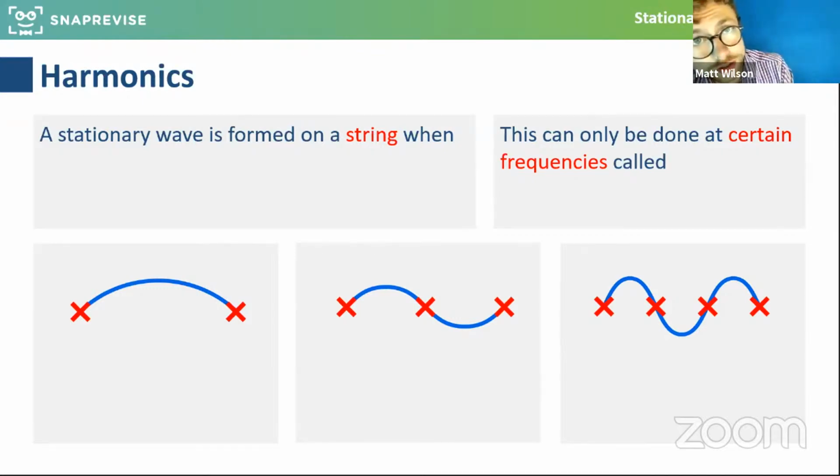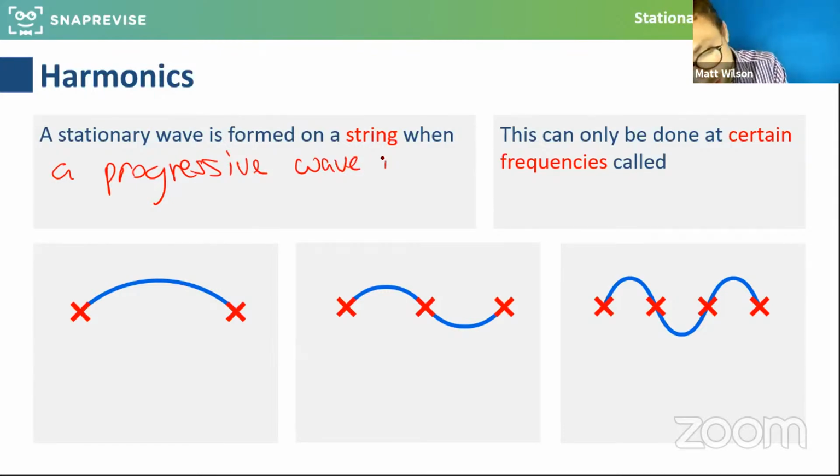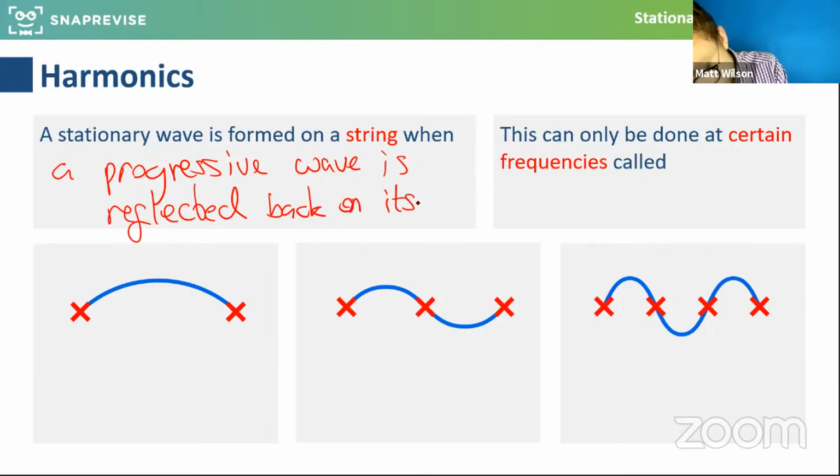So a stationary wave is formed on a string when a progressive wave, or two progressive waves, is reflected back on itself. So we're imagining when we pluck the string, we send out one wave that has many directions, gets reflected back on itself to make two waves. Good, okay.